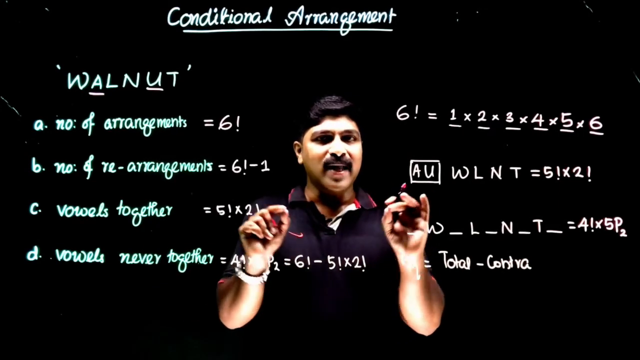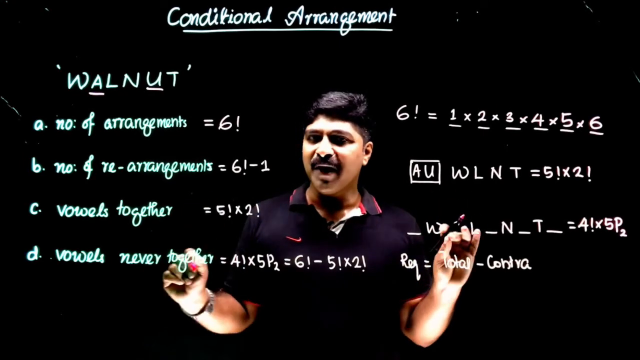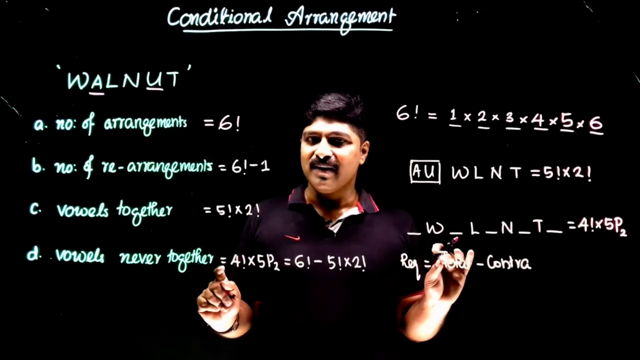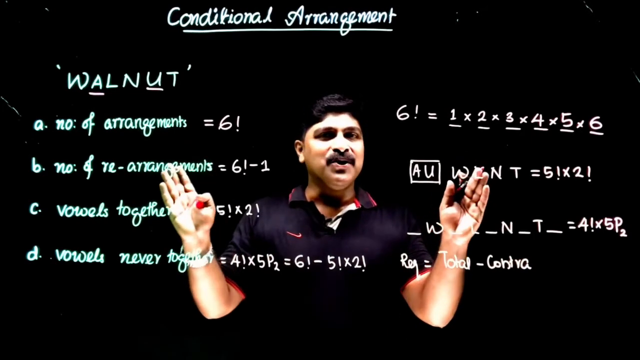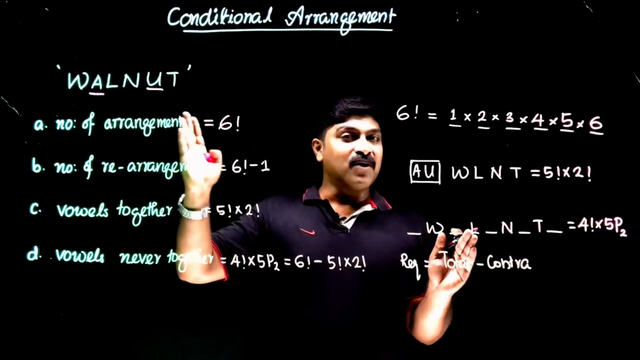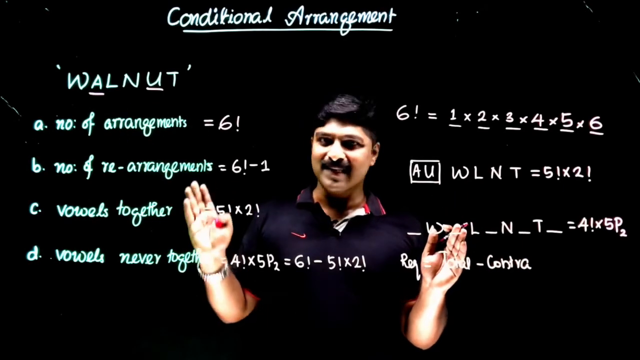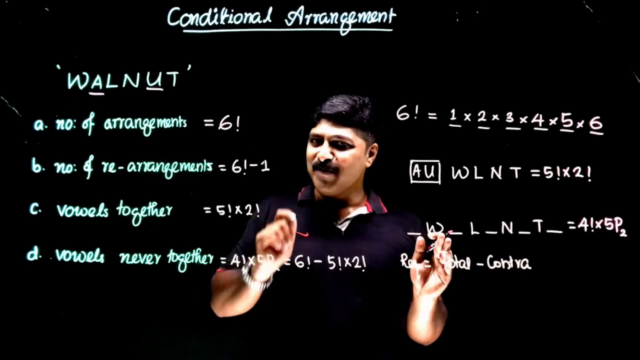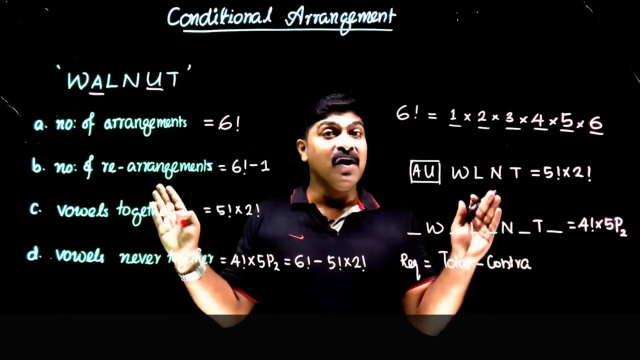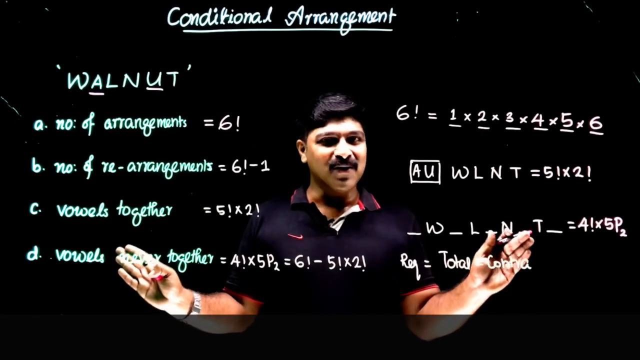Keep all these arrangement tricks in your mind. These are the most frequent arrangement questions that you can expect in your aptitude kind of exam. So the first condition, number of all the possible arrangements. Second condition, rearrangement. Third condition, together. Fourth condition, never together. Hope you got it clearly.